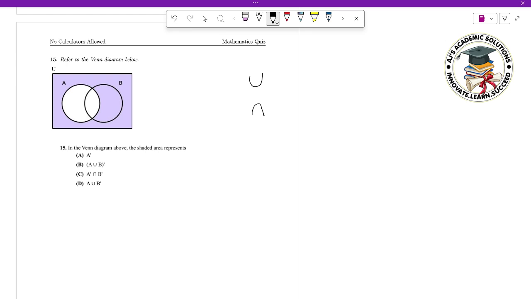So when you look at all of these answers here, the only thing that says not a part of would be here, the A complement. So the answer here is A.